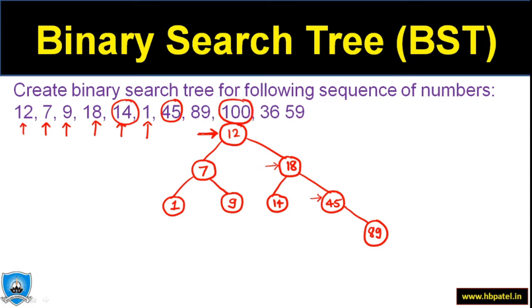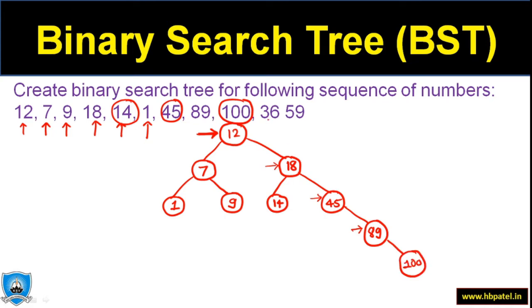Next comes 100. So let's start comparing from 12. So 100 is greater than 12, go right. 100 is greater than 18, go right. 100 is greater than 45, go right. 100 is greater than 89, so go right. So I'll be having 100 over here.